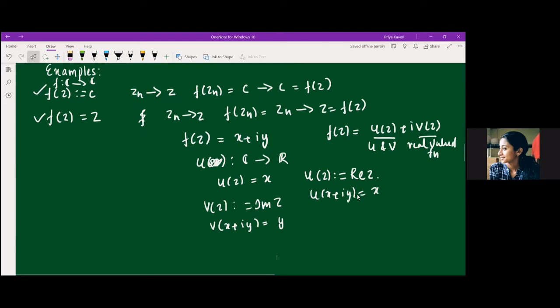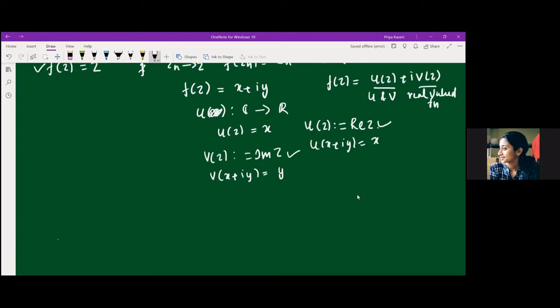Here we got two real valued functions. Similarly, for any function f of z, we can write it as u of z plus i v of z, where u and v are real valued functions. And we are interested in the continuity of f.